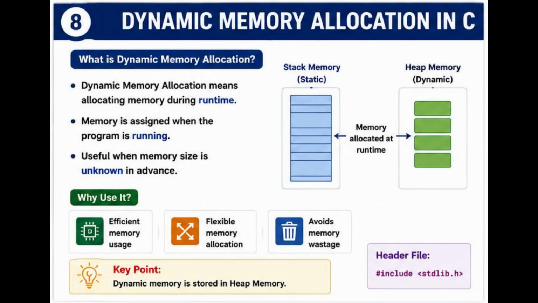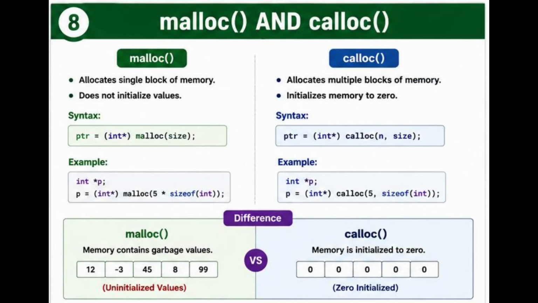Slide 2. Malloc and calloc. In C, we have two primary ways to ask for memory. 1. Malloc. Memory allocation. It allocates one single large block of memory. The catch. It doesn't clean up after itself. It leaves whatever garbage values were previously in that memory spot. It's fast but a bit messy.